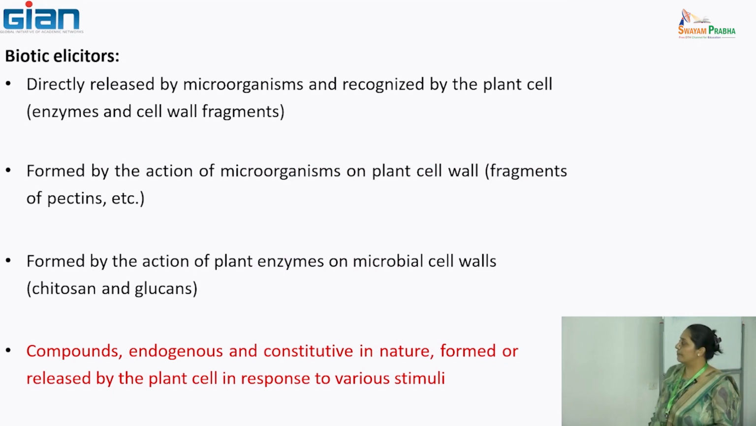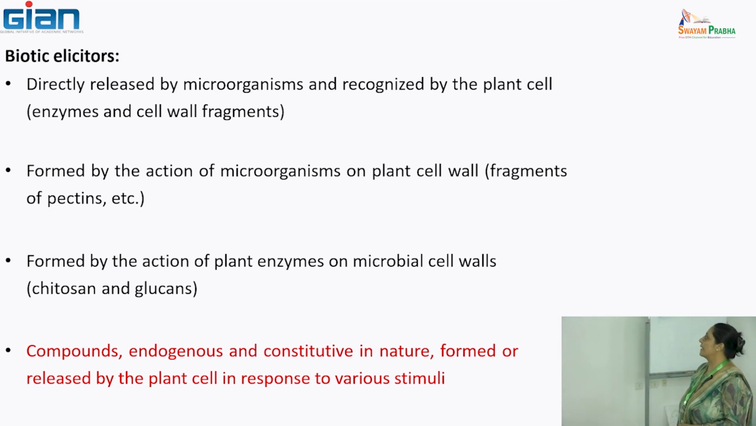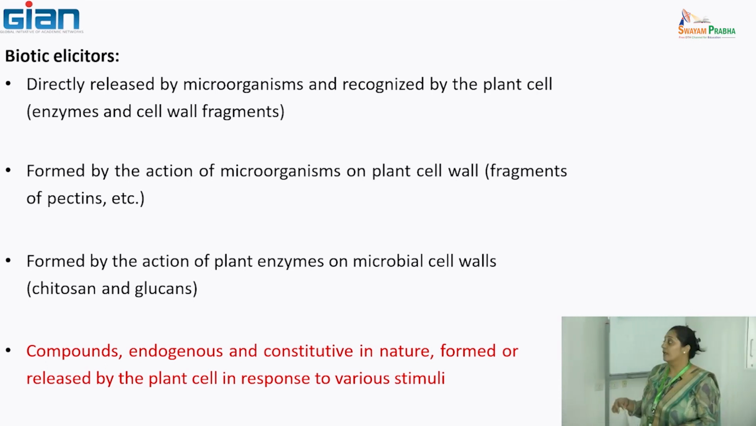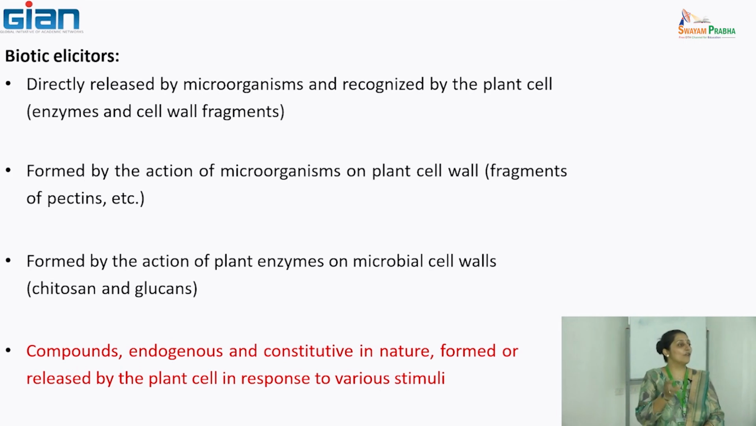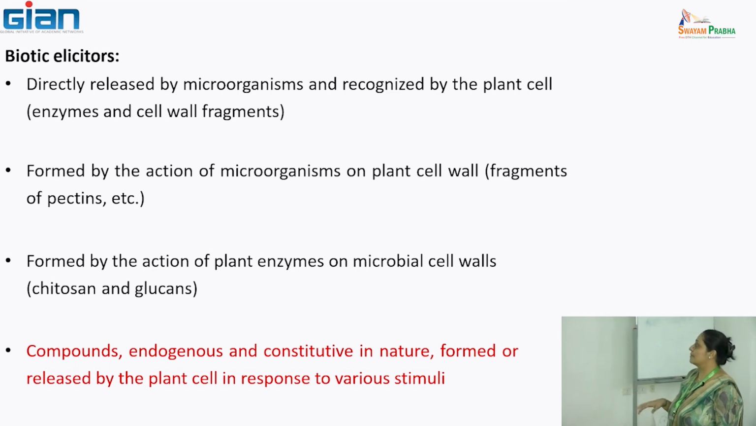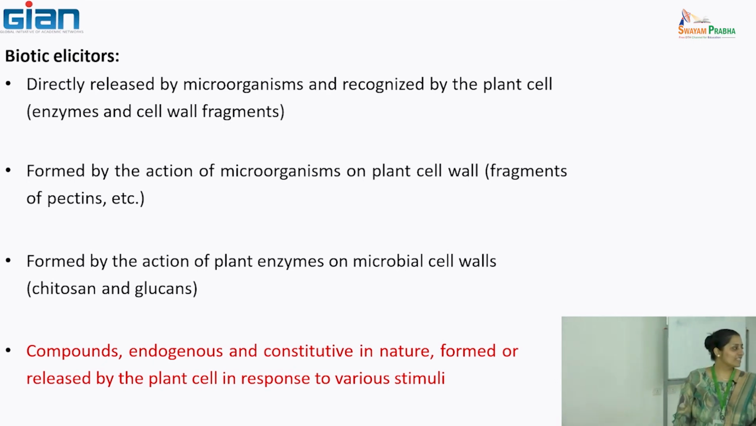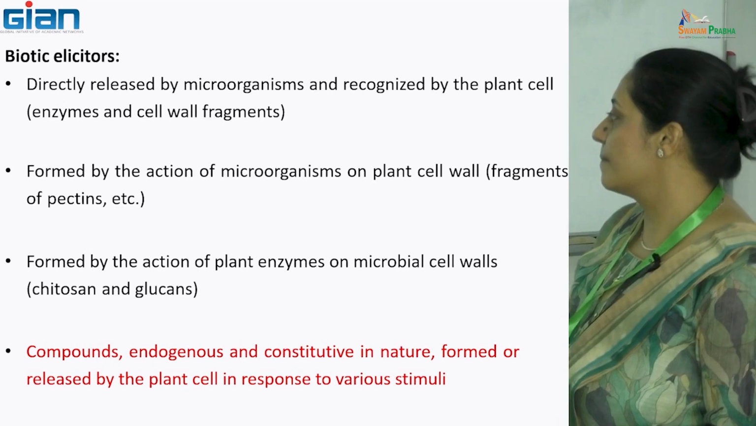Now, coming to types of elicitors, I did mention biotic elicitors. Biotic elicitors are generally directly released by the microorganisms and recognized by the plant cell. They can be enzymes, they can be cell wall fragments. They will be formed by the action of microorganisms on plant cell walls, wherein the fragments of the plant cell wall can also be an indicator to the plant cell that something bad has happened. They can also be formed by the action of plant enzymes on microbial cell walls, wherein chitosan and glucans can also act as biotic elicitors.